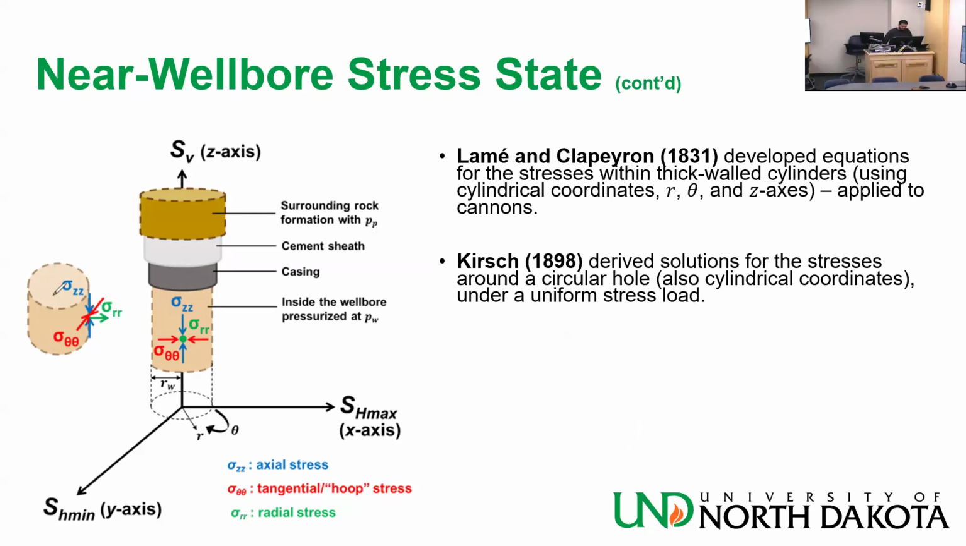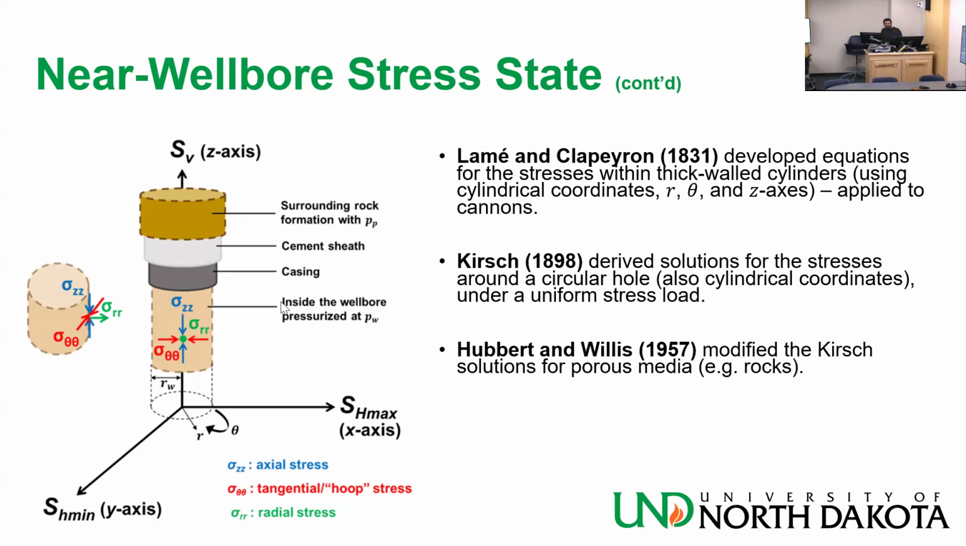And in 1957, we have Hubbert and Willis, who took this model and said, why don't we call P wellbore pressure? And then we call sigma 1 and sigma 2 SHmax and SHmin. Basically, this problem is applied to oil wells. And it's excellent.